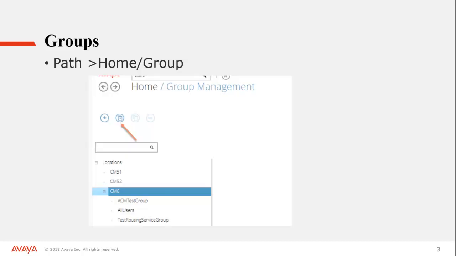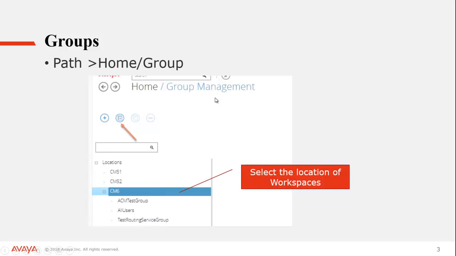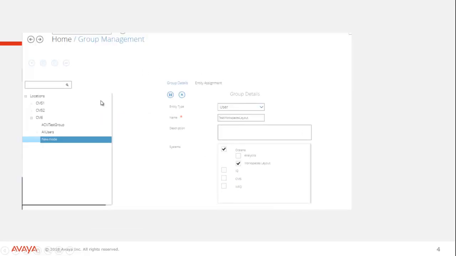Okay, so we're going to start in the Avaya Control Manager, and we're going to be working in the group. So the path for this is home and then group. First thing you want to do is select the correct locations. This is the location that your workspaces environment is already configured in. For us, it's the CM6, and then you're going to click this little add button up here. This is going to give you a new group. You're going to want to make sure you pick that it is a user type.